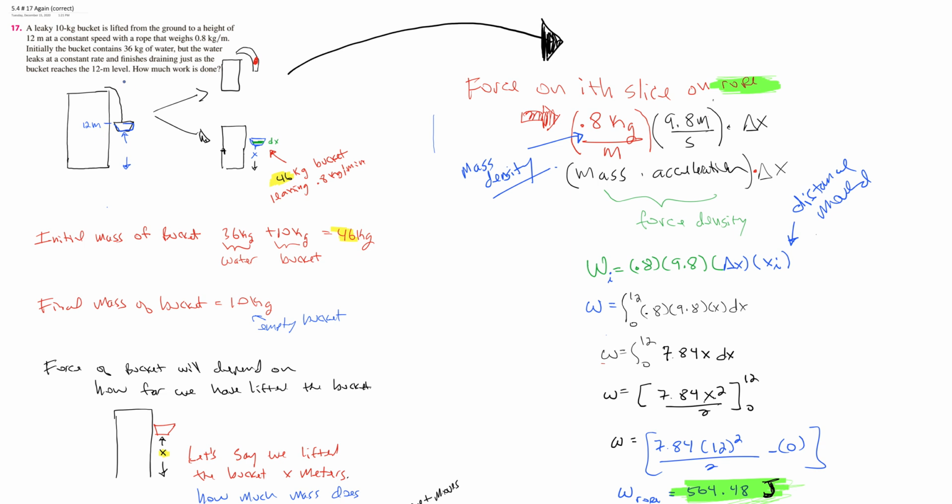Initially, the bucket contains 36 kilograms of water. But the water leaks at a constant rate and finishes draining just as the bucket reaches the 12-meter level. How much work is done?